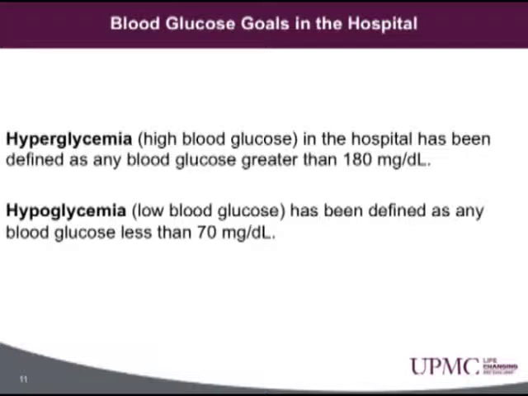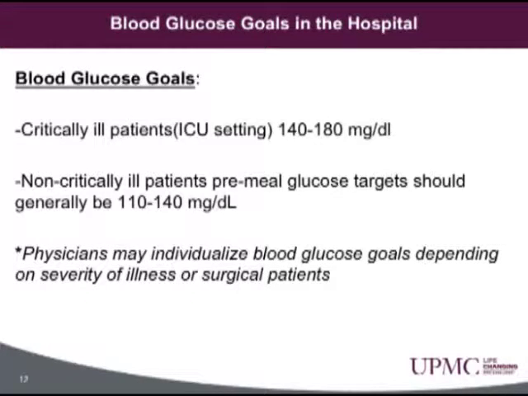So hyperglycemia, high blood glucose in the hospital, has been defined as any blood sugar greater than 180. And low blood sugar or hypoglycemia has been defined as any blood glucose less than 70. Some other blood glucose goals: in critically ill patients, like in the ICU setting, 140 to 180 is the goal there. And in non-critically ill patients, the before meal glucose target should be 110 to 140. Some physicians may individualize your blood sugar goals depending on the severity of the illness or in certain surgeries.